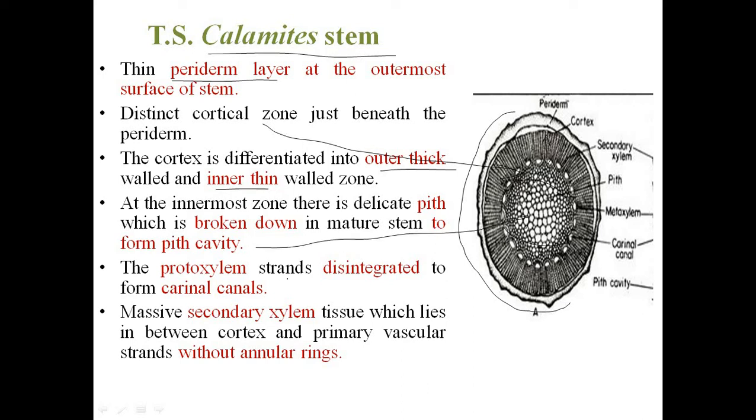The protoxylem strands disintegrate and form the carinal canal over here. You can observe these small gaps or openings, and these are nothing but the carinal canals. There is a massive secondary xylem tissue which lies in between the cortex and primary vascular strand, without annual rings. So this is about the transverse section as well as the internal structure of the stem of Calamites.